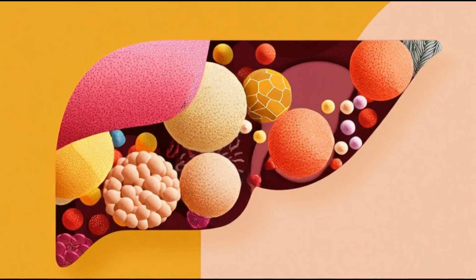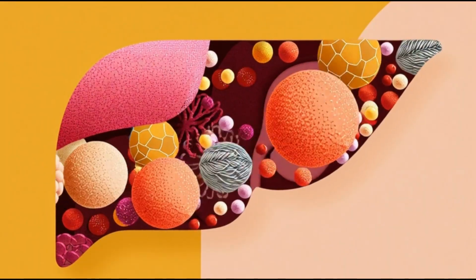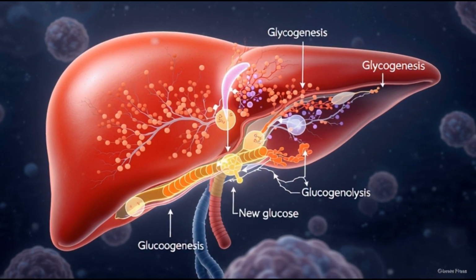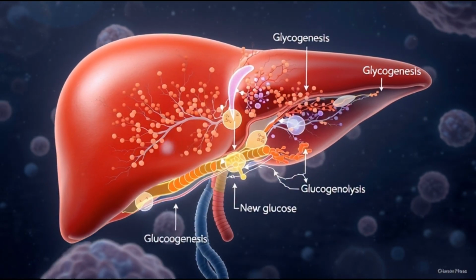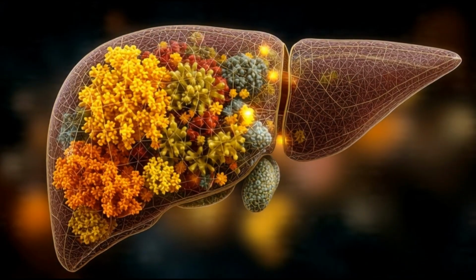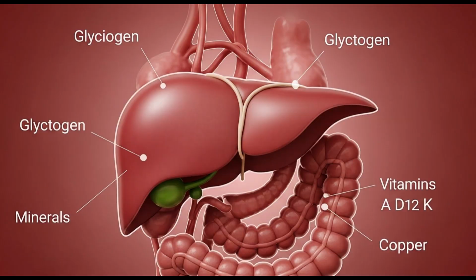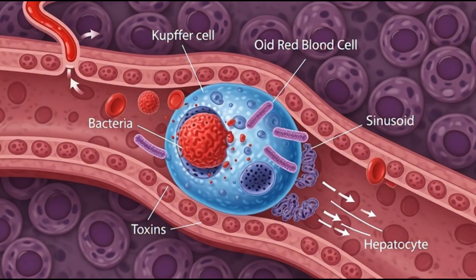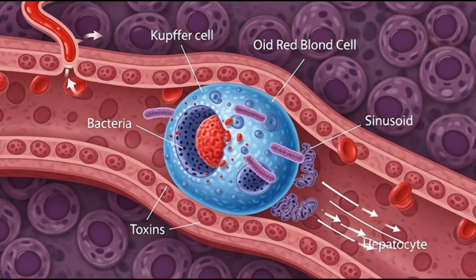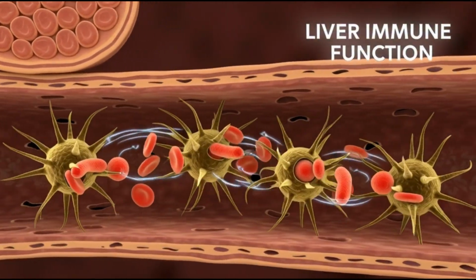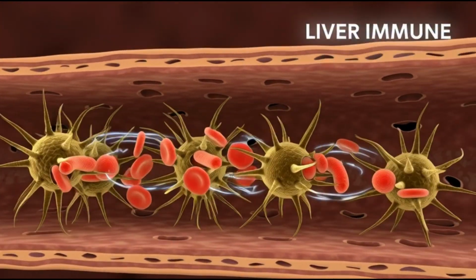Storage and immune functions. The liver acts as a storage organ, storing glycogen, vitamins such as A, D, B12, and K, and minerals like iron and copper. The liver also has an important immune function. Kupffer cells remove bacteria, toxins, and old red blood cells from the blood, providing a protective barrier against infections.